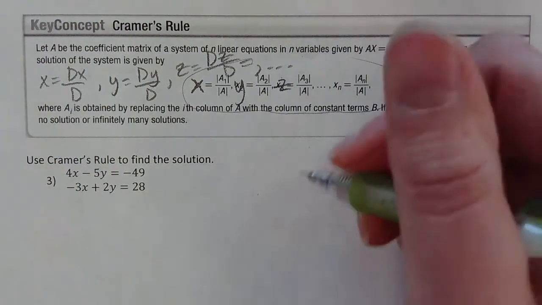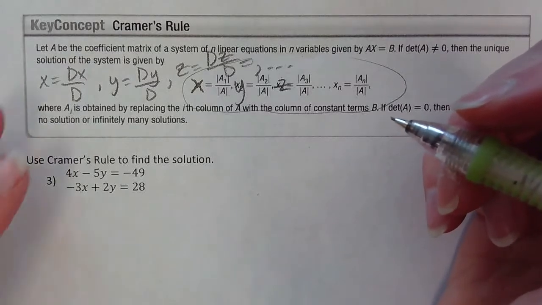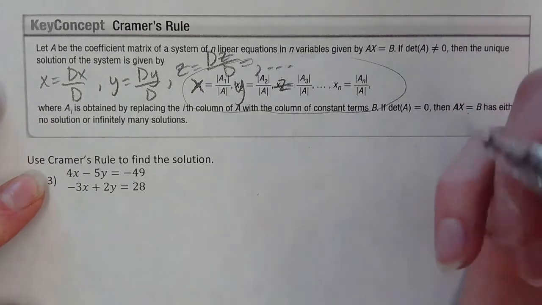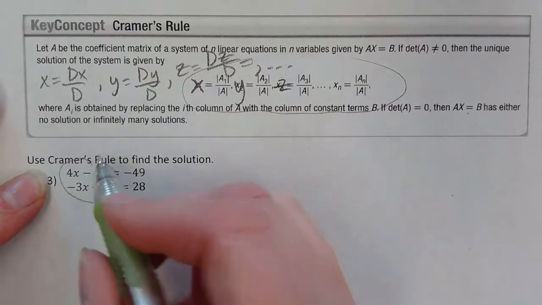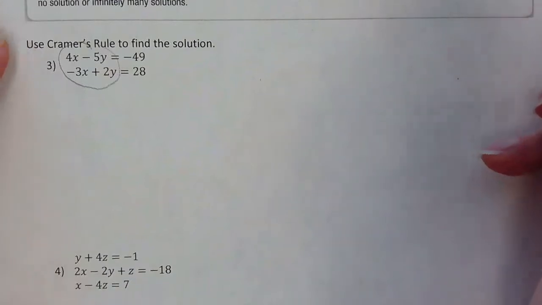So we start out with just a 2 by 2 matrix, which is nice. And we're going to have to do determinants of 3 different things. We're going to have a determinant just of our normal matrix, and we're going to do this X determinant and this Y determinant. And I'm going to show you how we get those.